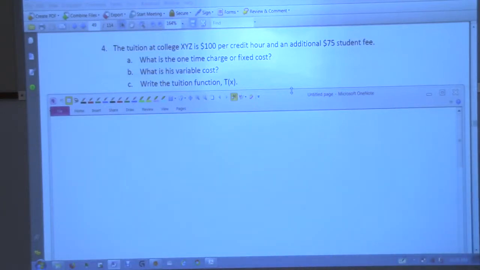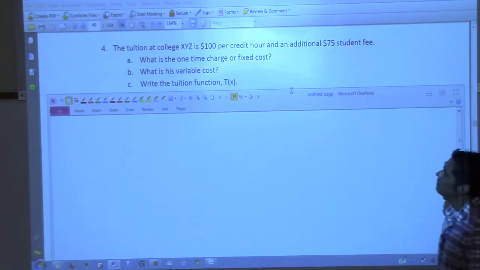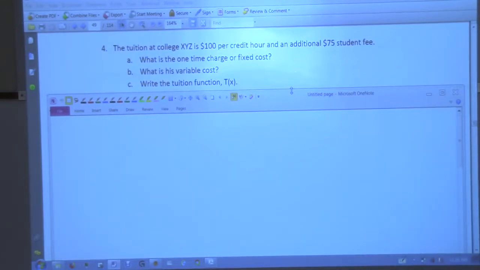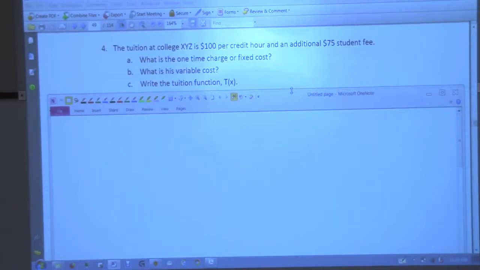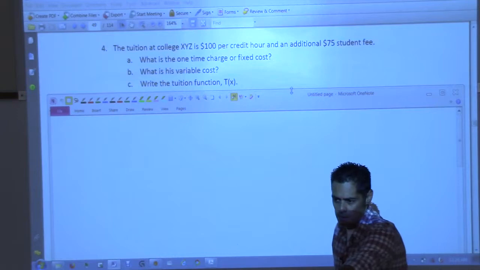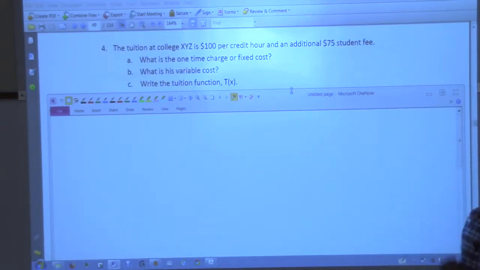All right, here we go. The tuition at college XYZ is $100 per credit hour. Very inexpensive, apparently. And an additional $75 student fee. Okay, so where are we? Right here, this table, these three. Now you can respond if you want.